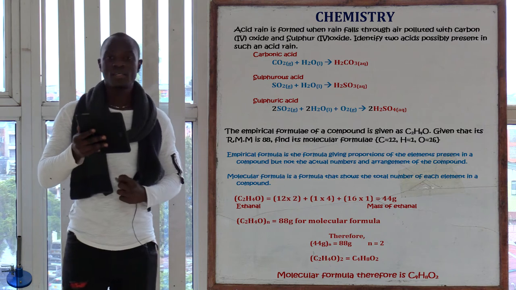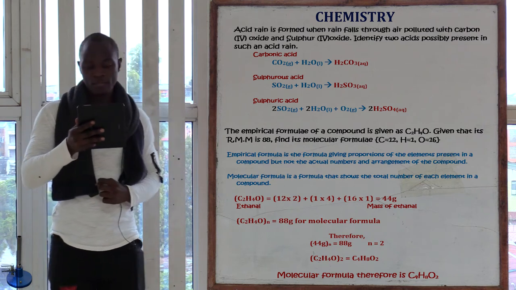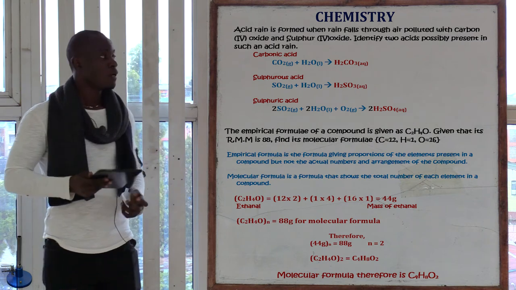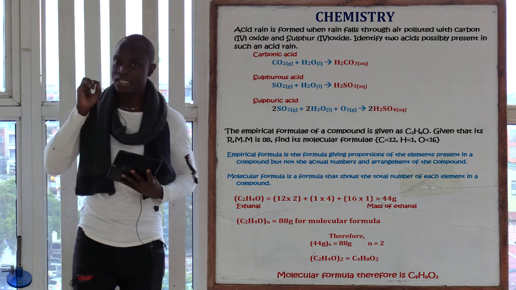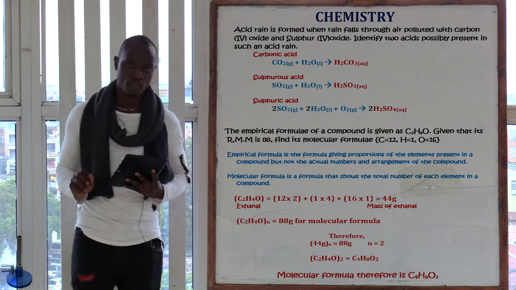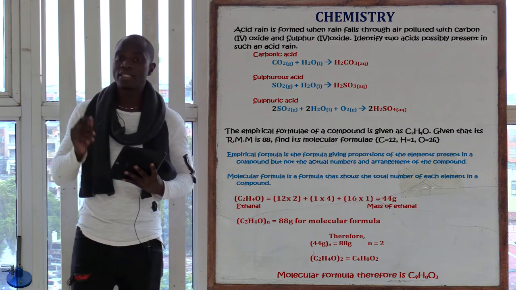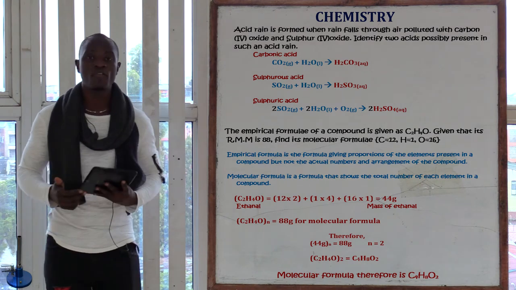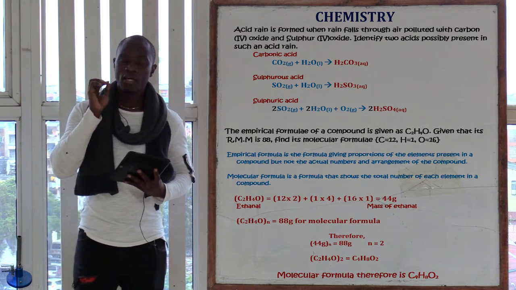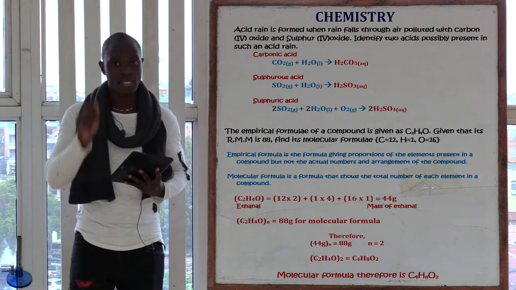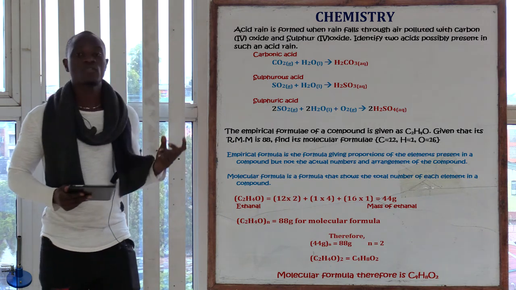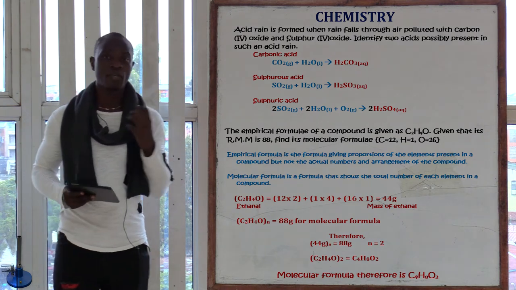So in this case, the ethanol, which is the empirical formula, we have C2H4O. We must first of all calculate the mass of this empirical formula. And upon calculating the mass of the empirical formula, we divide with the mass of the molecular formula to find out the constituent elements present in the molecular formula. So this is what we are going to do. Let's first of all calculate the mass of the empirical formula.